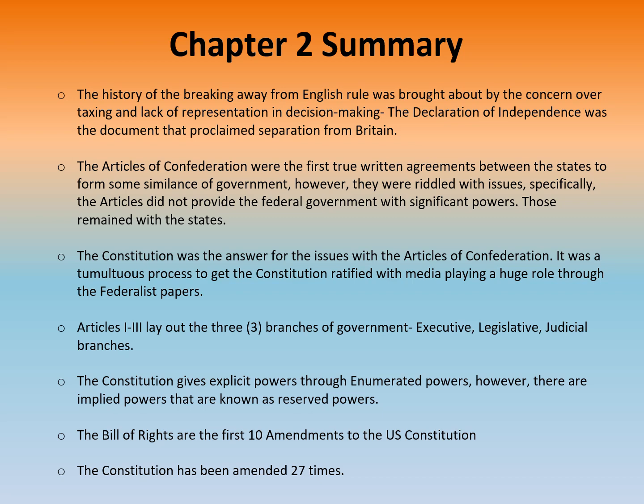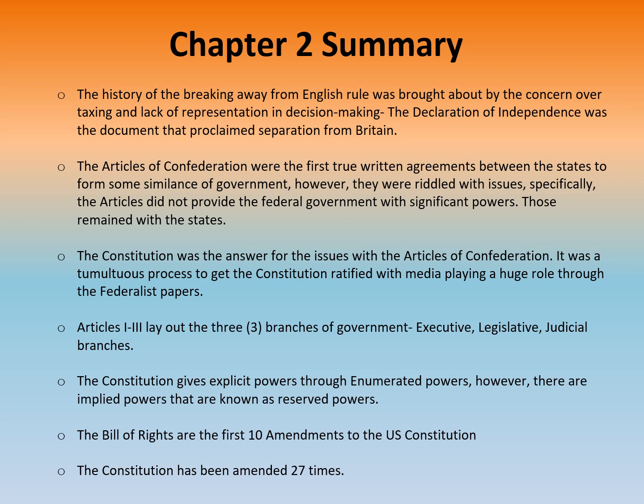The history of breaking away from English rule was brought about by concerns over taxing and lack of representation in decision making. The Declaration of Independence was the document that proclaimed the U.S. separation from British rule. The Articles of Confederation were the first true written agreement between the states to form some semblance of government. However, it was riddled with issues. Specifically, the Articles did not provide the federal government with significant powers. Those powers all remained with the states under the Articles.